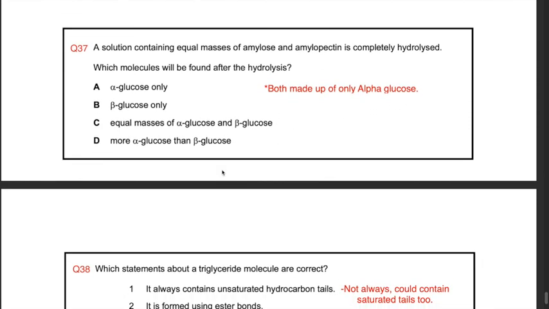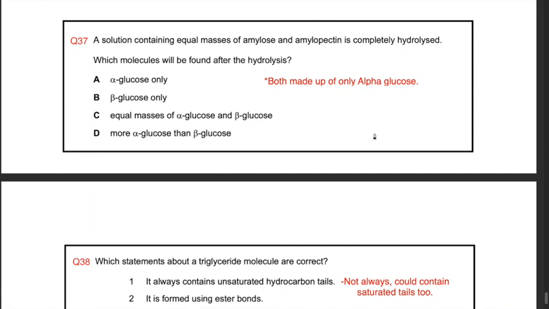Question 37. A solution containing equal masses of amylose and amylopectin is completely hydrolyzed. Which molecules will be found after the hydrolysis? Amylose is an unbranched component, hence only has 1,4 linkages. Amylopectin is branched and has both 1,4 and 1,6 linkages. If you go to the answers A, B, C and D, it doesn't mention any of the linkages. Therefore, we should consider between the substance that makes up these polymers.